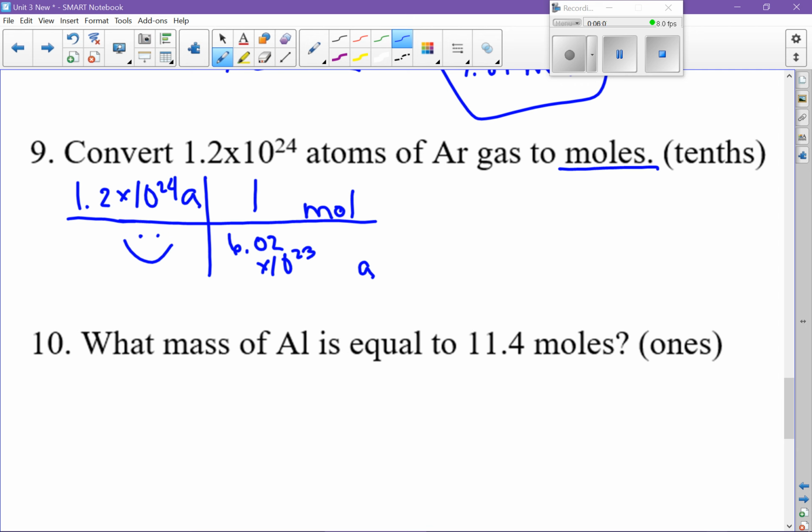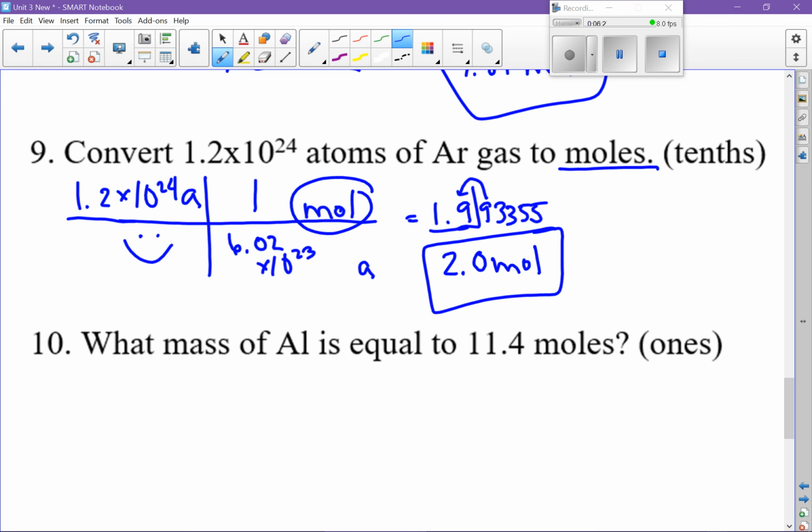Remember to put this into your calculator using the E, and it says 1.993355. The tenths place is here. This 9 is going to round up, so think about this like a 19. 19 rounds up to 20 with the decimal there, and I was looking for moles, so that's what goes on my answer.